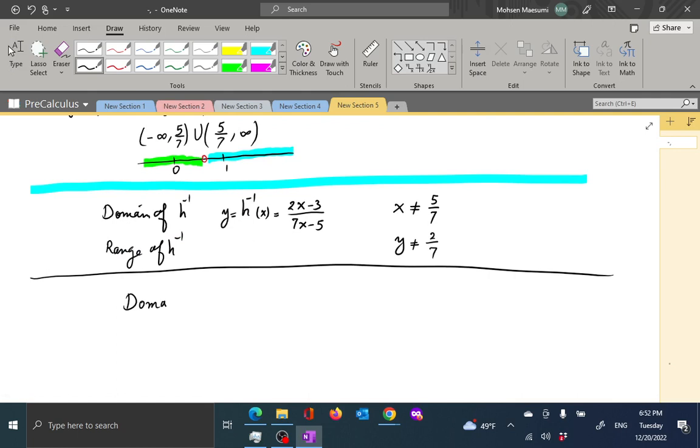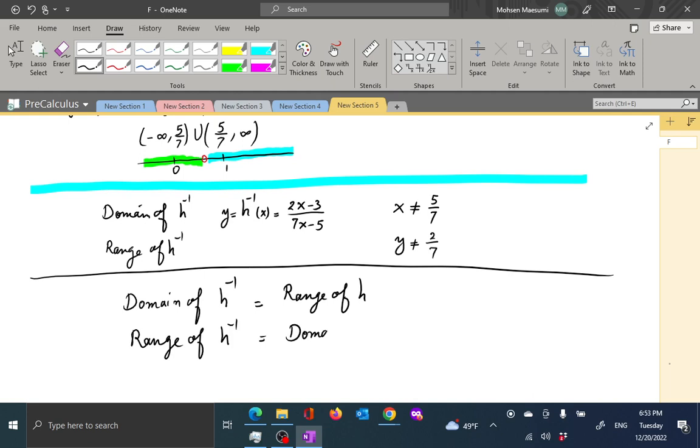The domain of H inverse is always the same as the range of H, and the range of H inverse is the same as the domain of H.